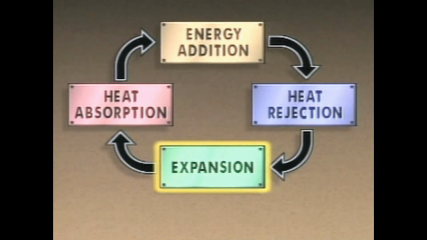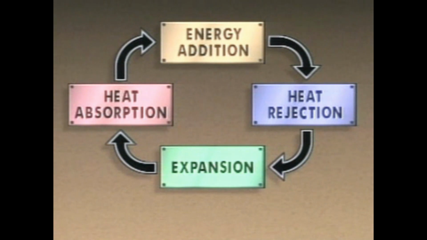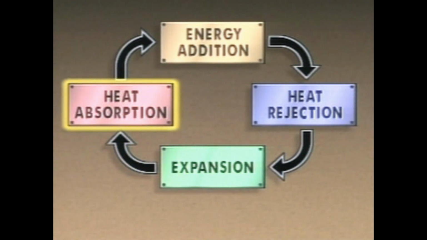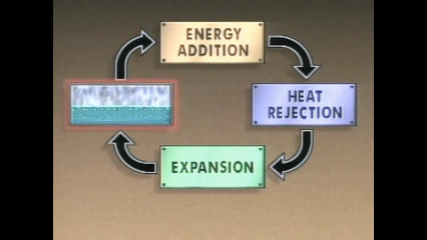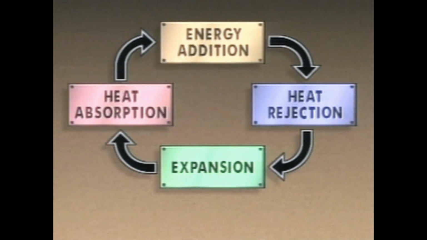In the expansion step, the liquid refrigerant is allowed to expand rapidly. This expansion causes the pressure of the liquid to drop. When the liquid's pressure drops, its temperature also drops. After the expansion step, the refrigerant is a low-pressure, low-temperature liquid. The low-pressure, low-temperature refrigerant is ready for the heat absorption step. The refrigerant again absorbs heat from the heat source and changes to a vapor, and the refrigeration cycle continues.